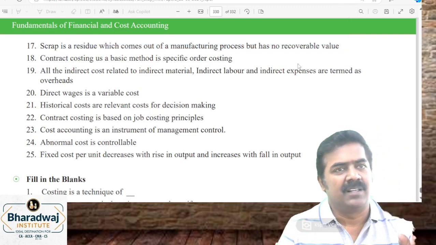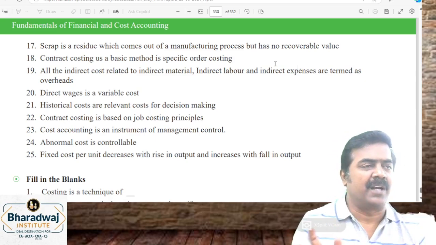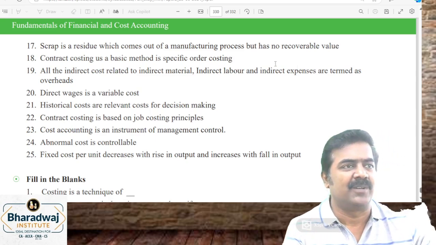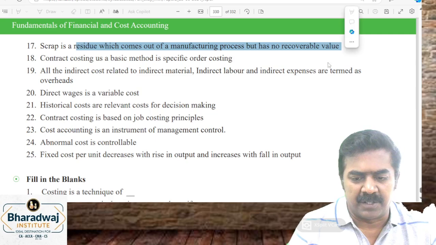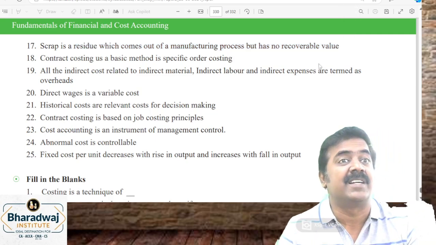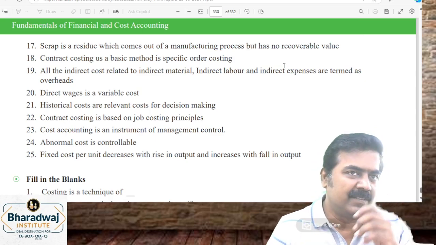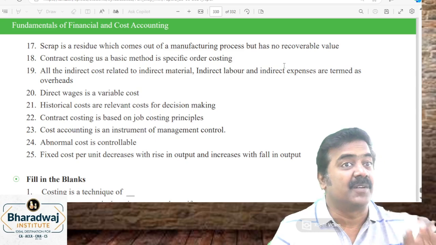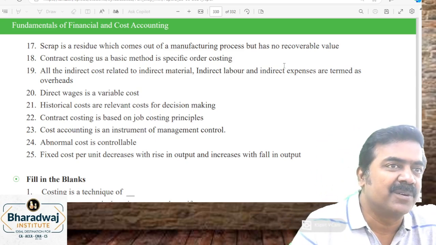For example, listen, you manufacture using chemicals. After the manufacturing is over, the waste chemicals are there. That is the residue that comes out of the manufacturing process which has no recoverable value, that is the wastage. Scrap is nothing but the leftovers, which will have some value. Wastage will have no value.